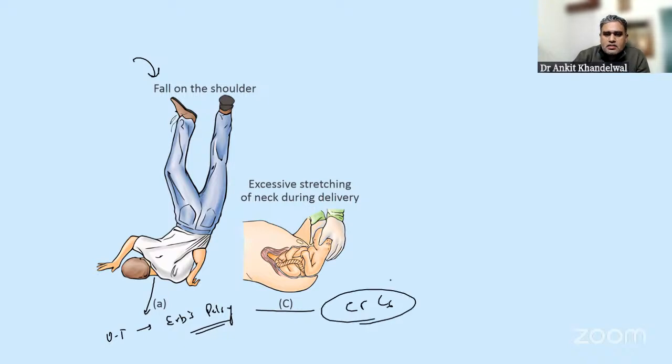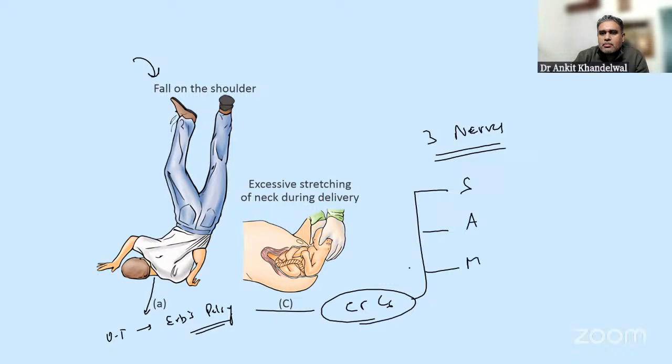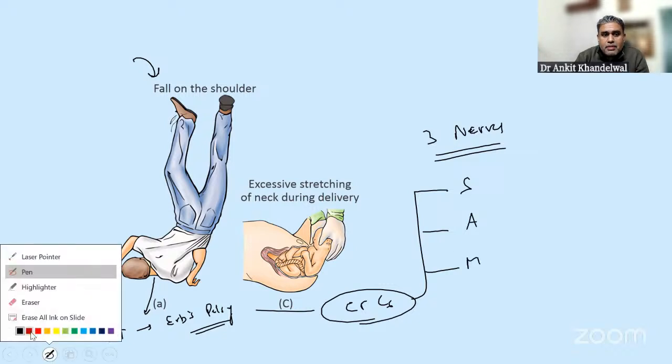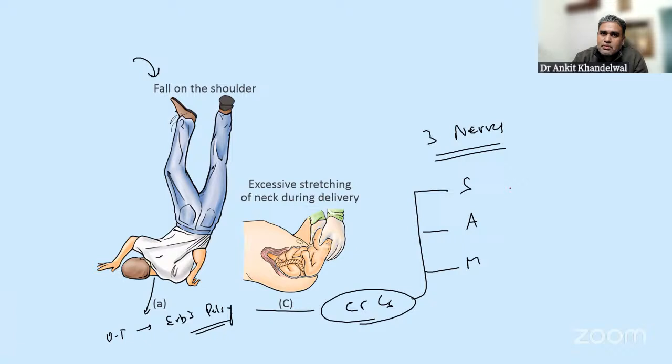And in the Erb's palsy, again, it's a detailed topic, but let me just tell you over here. The three nerves are mainly involved. Mainly, the mnemonic is SAM. What is SAM? S is your suprascapular nerve. A is the axillary nerve. And M is the musculocutaneous nerve.